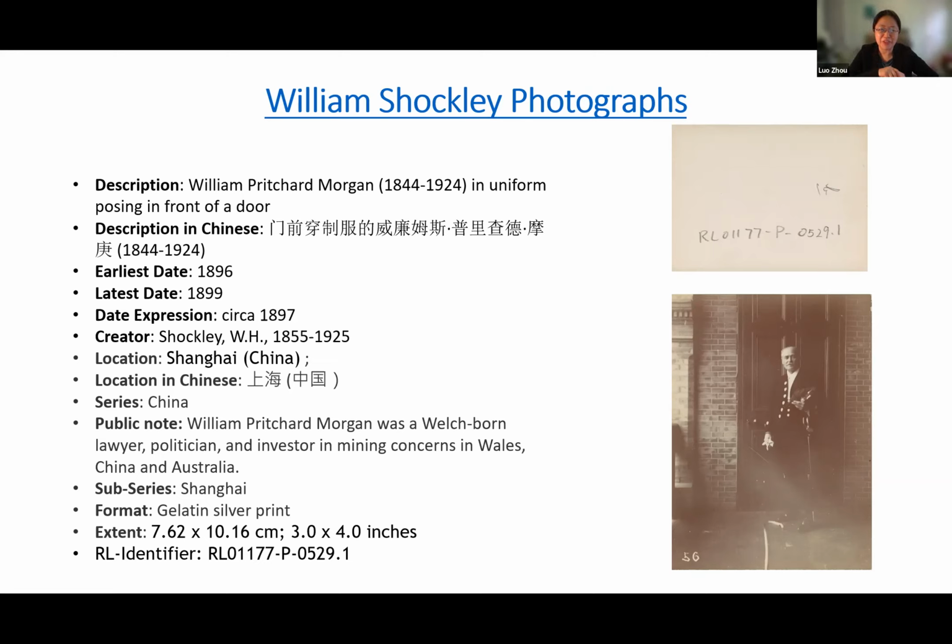And this one, we don't actually have a Chinese translation. Sometimes we have public notes in Chinese, but no English translation. So I have to say we are not consistent in our practice. Maybe when this collection is digitized, we can be more consistent. Okay, so these are the two examples from the Shockley photos. These are loose photos. Each individual photo is by itself.